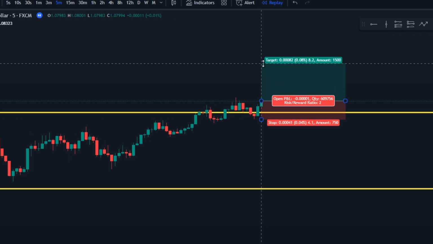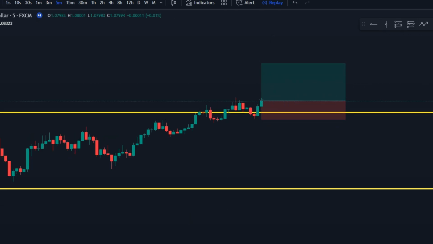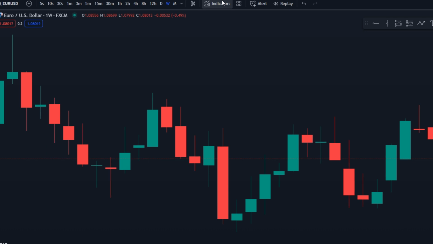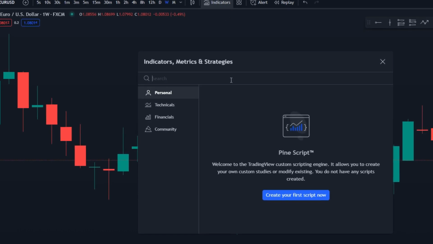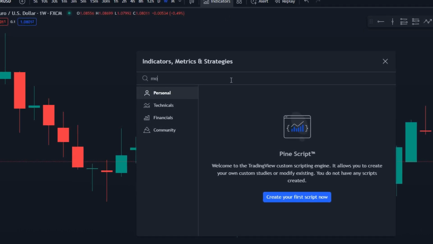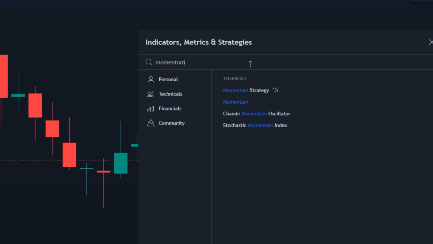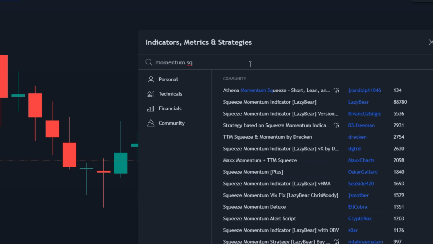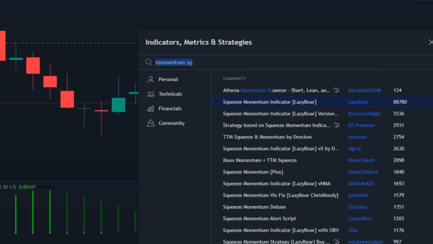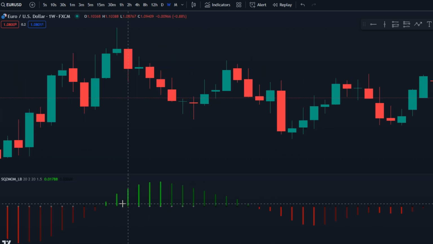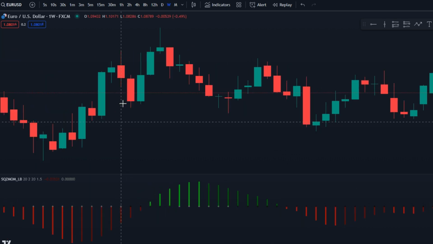However, if you want to get the confirmation on the same window and screen, then we are going to use a simple indicator setup. To set up this on your chart, go to TradingView's indicator tab and search momentum squeeze, and add this one to your chart. You can pause the video anytime and set up your TradingView. After adding the indicator, you will see some red and green bars at the bottom of your chart.